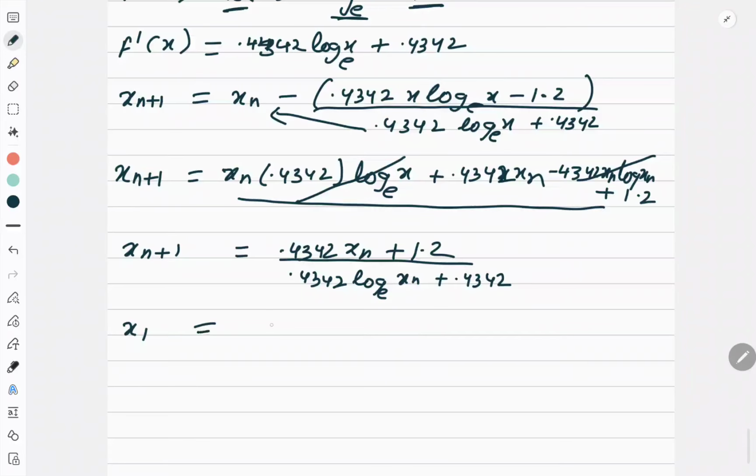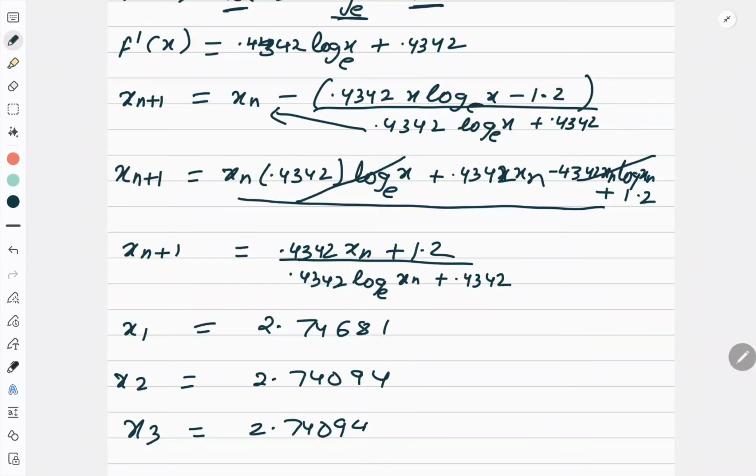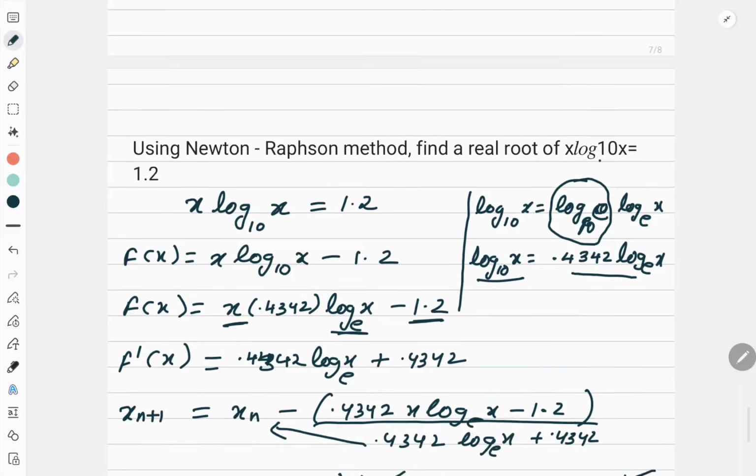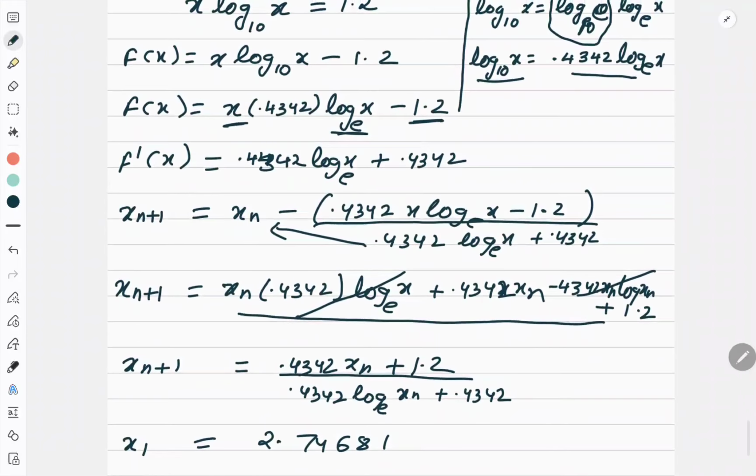Now you can find x1, which will be 2.74681. x2, 2.740994. x3, 2.740945. But what is x0? We have not done x0. So before starting here only you should do the x0.